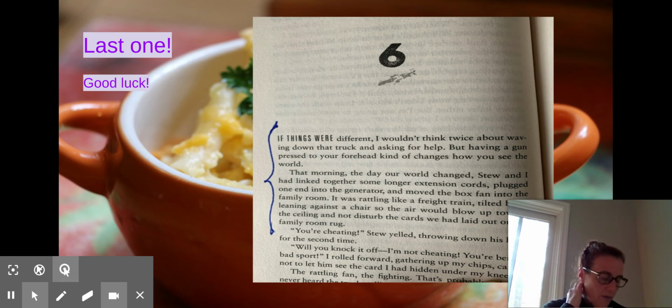"That morning, the day our world changed, Stu and I had linked together some long extension cords, plugged one end into the generator, and moved the box fan into the family room. It was rattling like a freight train, tilting back, leaning against a chair so the air would blow up toward the ceiling and not disturb the cards we had laid out on the family room rug."